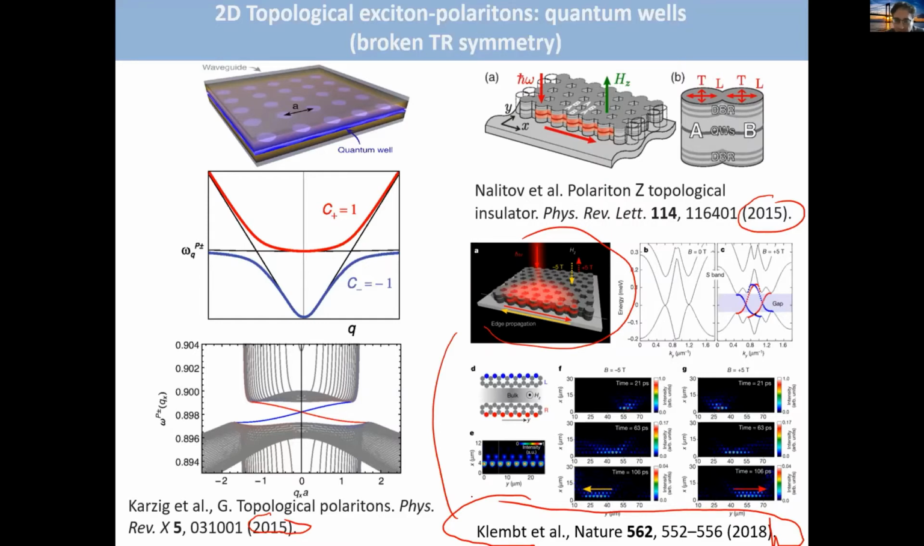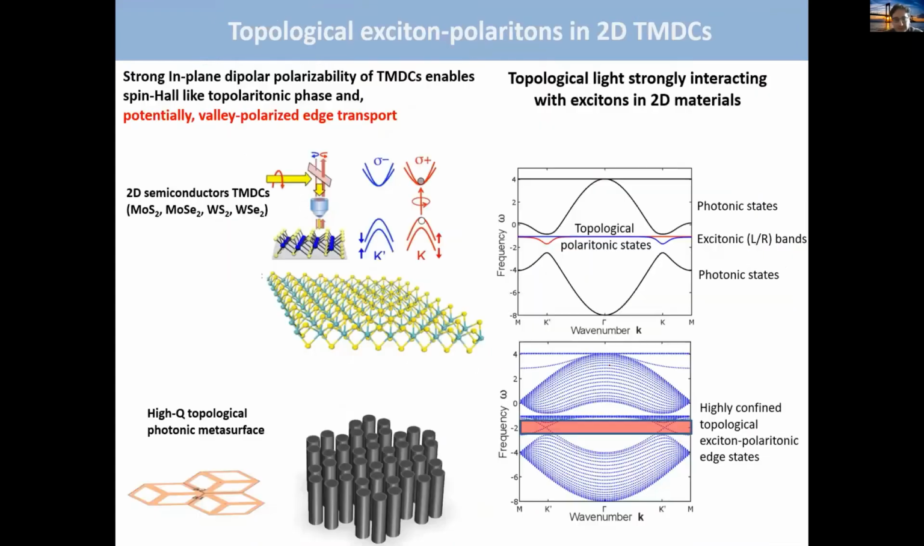You can see the magnetic field was very large, 5 Tesla, which again makes this system not very practical for photonics applications, right? And this is why we really want to move away from breaking time reversal symmetry and from the use of magnetic field to magnetic materials.